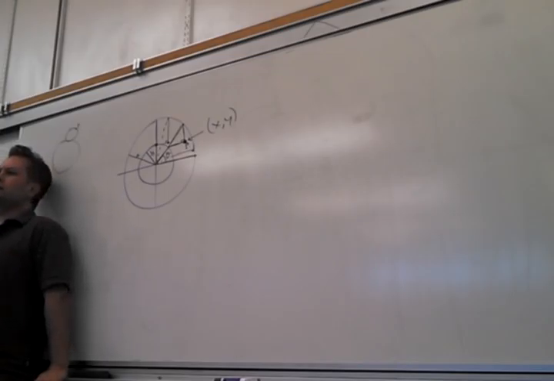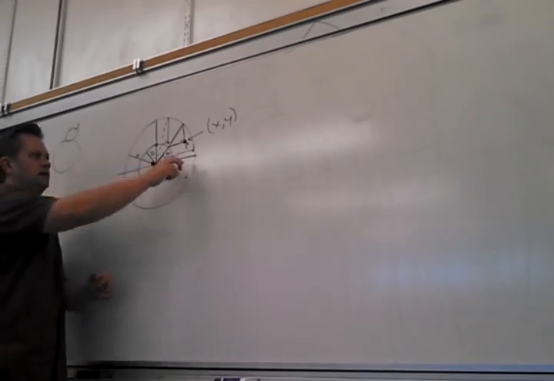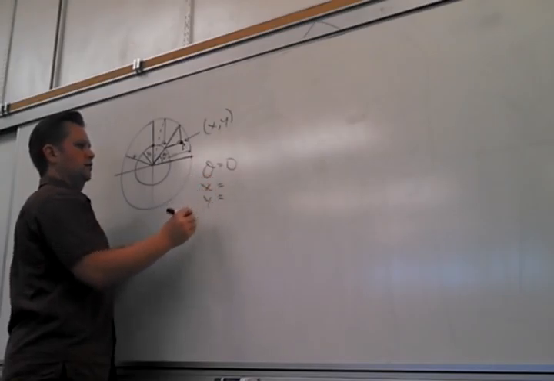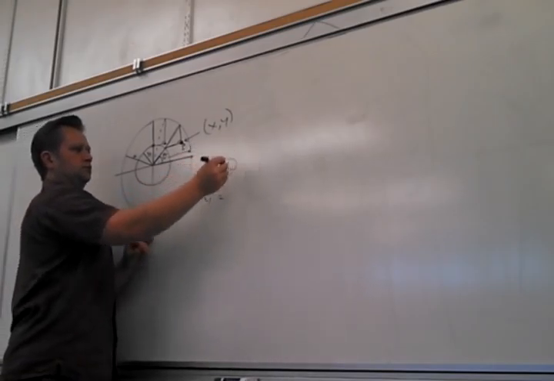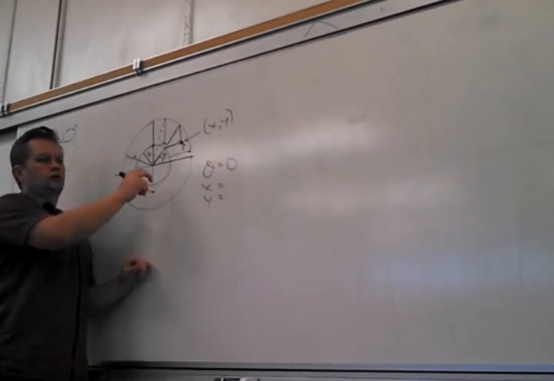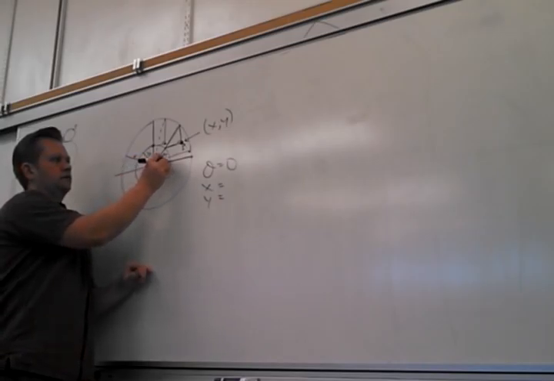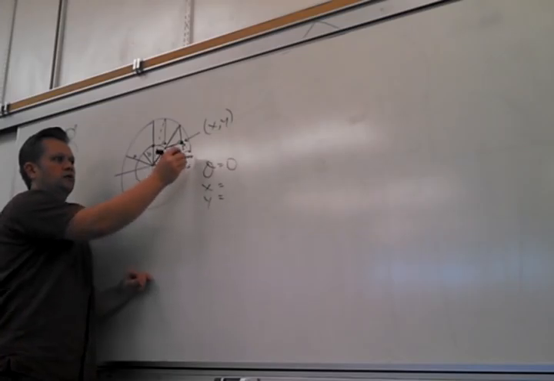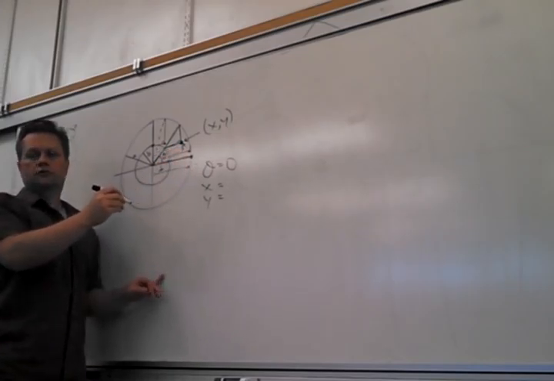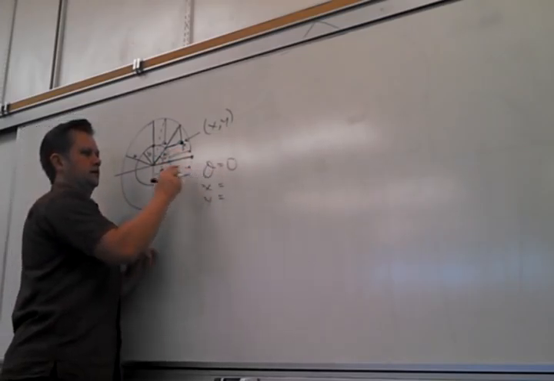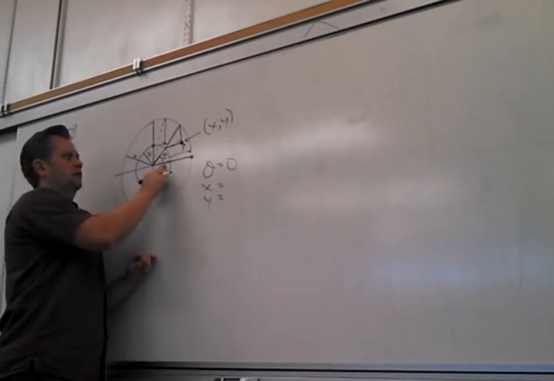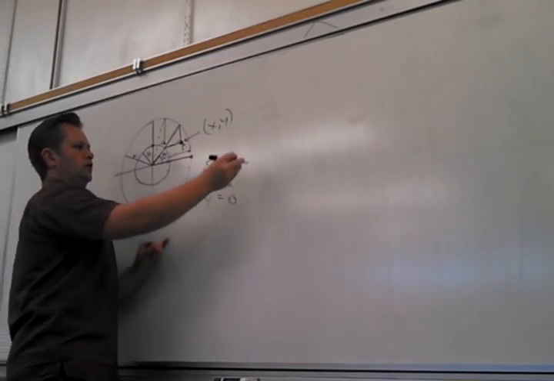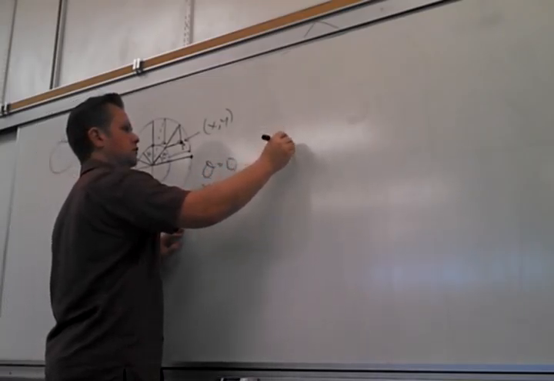Now, let's look at a couple of specific examples. When theta is 0, what's x and y? When theta is 0. 1 and 0. And again, remind me, how far is this? B. And how far is this? A. So the point's here, right? So what's x? A. And what's y? 0.